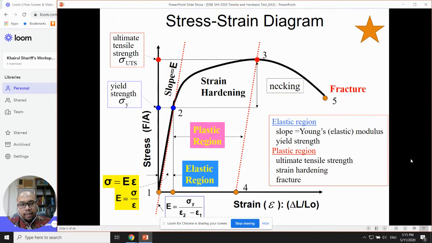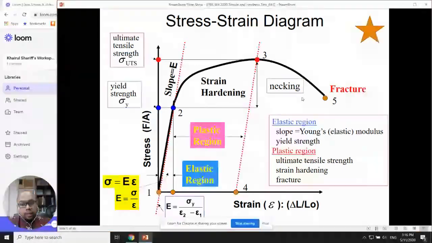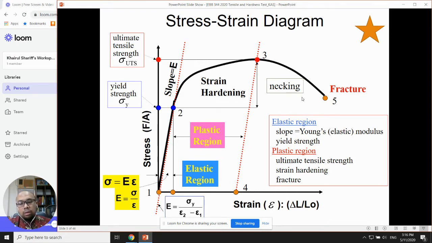In this region we call it the necking process, meaning that the specimen has not failed yet. When you pull beyond the UTS point, voids start to form, and then the voids increase in size and propagate until the metal breaks. The fifth point we call the fracture condition, meaning that the dumbbell shaped metal rod has already broken into two.